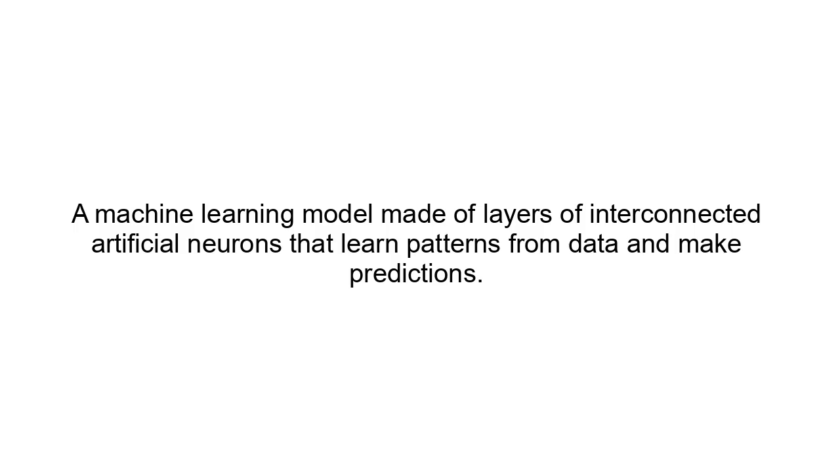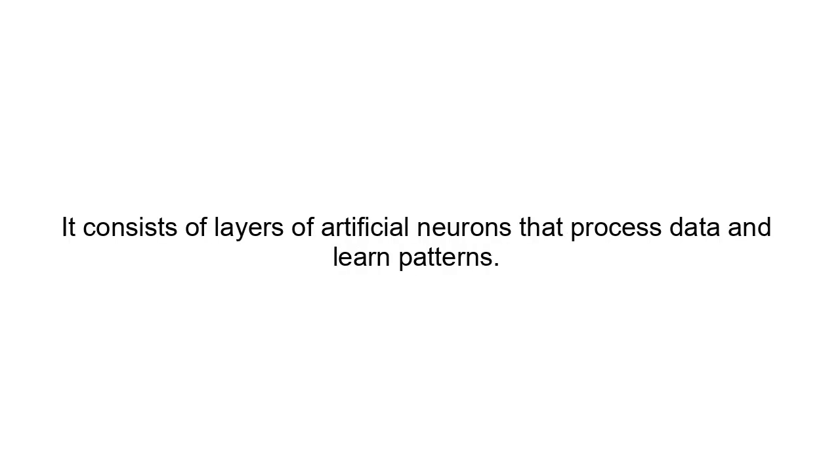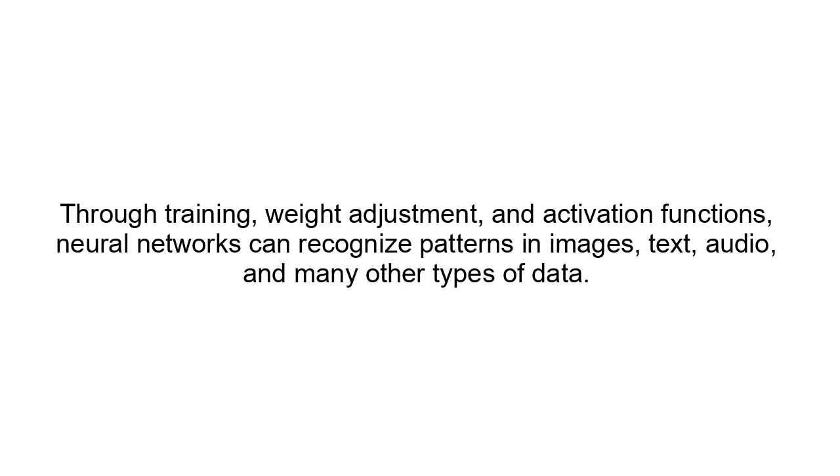Simple definition. Neural network: a machine learning model made of layers of interconnected artificial neurons that learn patterns from data and make predictions. Final summary. A neural network is a machine learning model inspired by the human brain. It consists of layers of artificial neurons that process data and learn patterns.